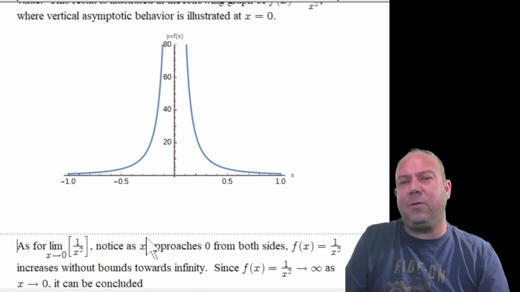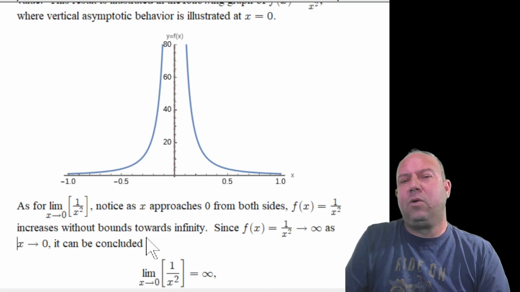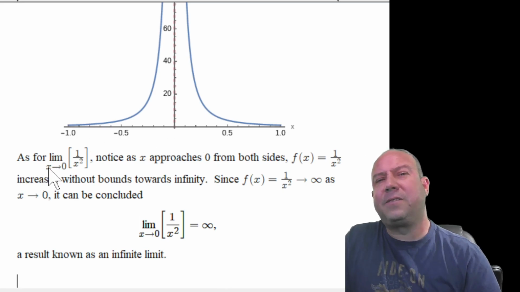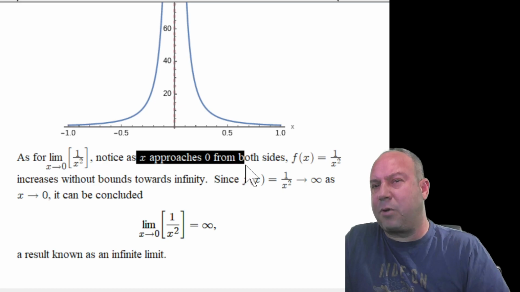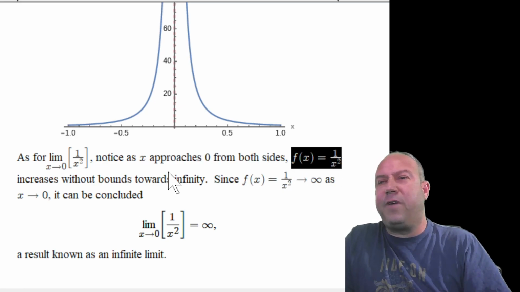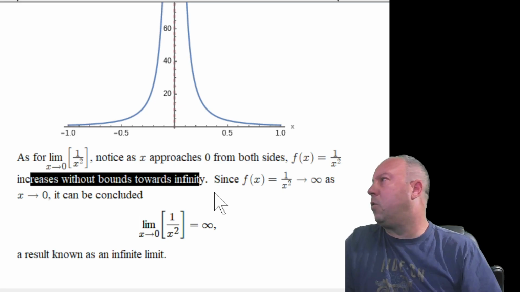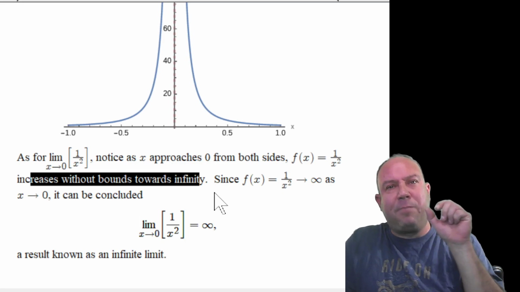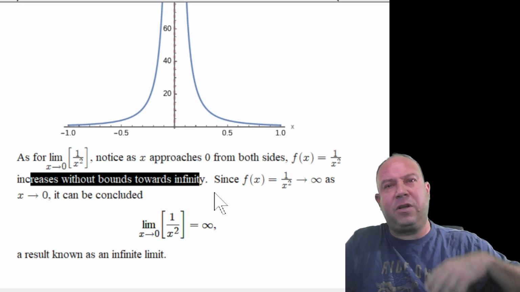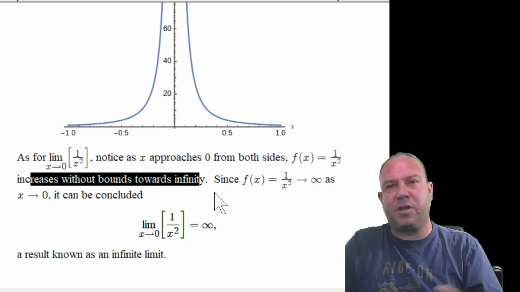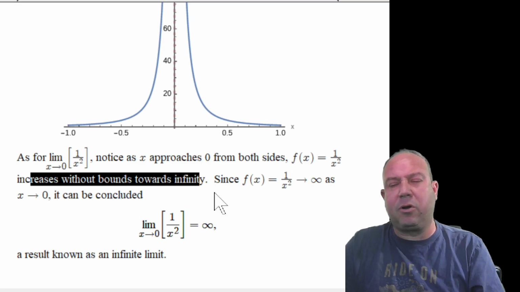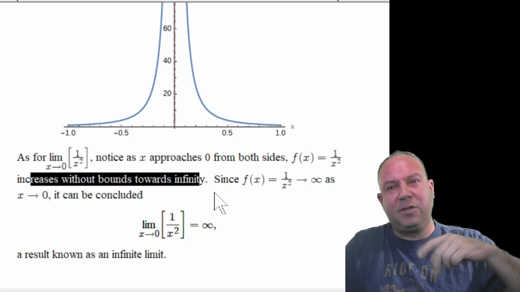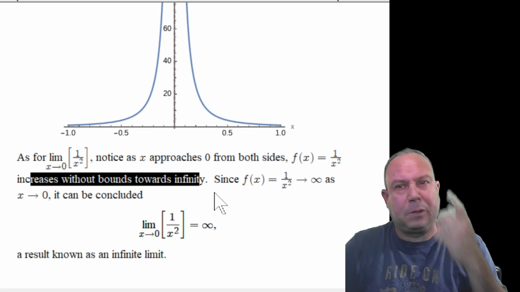In fact, if we evaluate this limit, we would say the value of this limit is equal to positive infinity. What we notice is as x approaches 0 from both sides, our function 1 over x squared increases without bound towards infinity. You think about taking the reciprocal of very small numbers that are really close to 0, you're going to get very large numbers. Like the reciprocal of 1/1,000,000,000 is 1,000,000,000. It's a very large value.